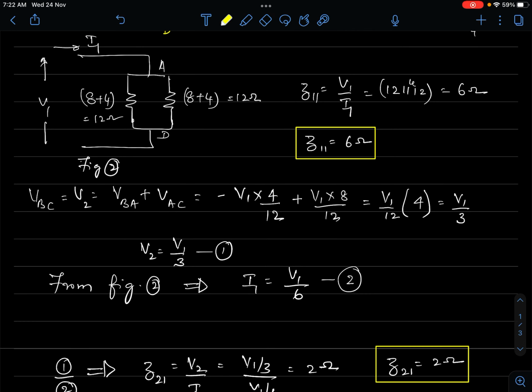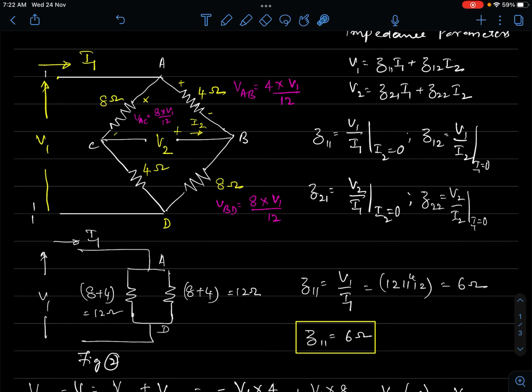Now what about the other two? We are able to find out two things, Z11 and Z21. We have to determine Z22 and Z12. This pair we need to determine. In order to determine this pair, my input port has to be open. That means I1 is made 0. So we have V2 and we have I2, but I1 is 0. How do we do that? It is the same thing. The network becomes the same thing because it's a symmetrical network. If you can see, there is symmetry.